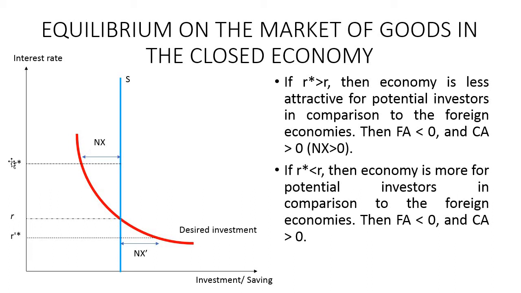So take a look. If we are here, so world interest rate is higher than domestic interest rate in autarky, then economy becomes less attractive for potential investors in comparison to foreign economies, and financial account is on deficit and current account is on surplus. So we have positive net exports. Opposite, if world interest rate is lower than domestic interest rate in autarky, then net exports is negative. So we have trade deficit and financial account surplus.